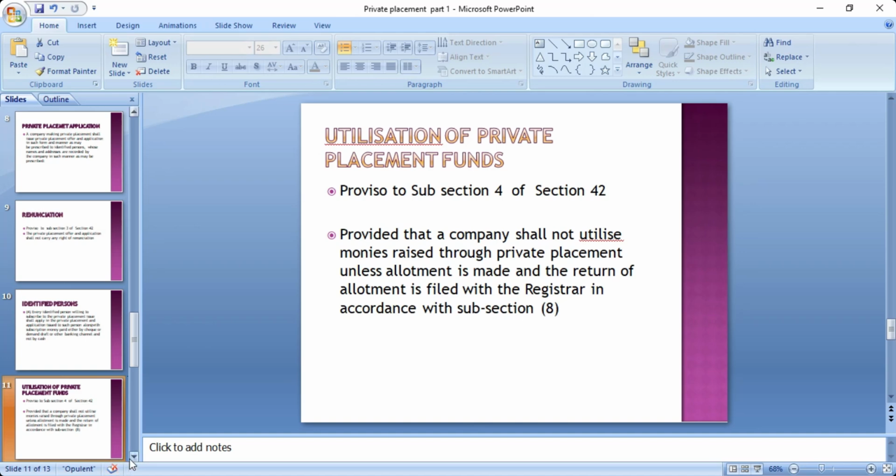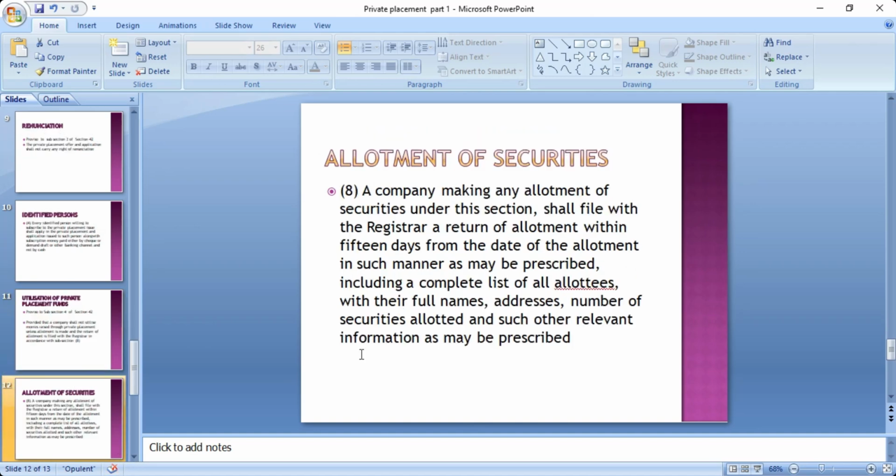Now coming to the allotment of securities. A company making any allotment of securities under this section shall file with the registrar a return of allotment within 15 days from the date of allotment, in such manner as may be prescribed, including a complete list of allottees with full name, address, number of securities allotted, and such other relevant information as may be prescribed. So they have to provide the complete list.